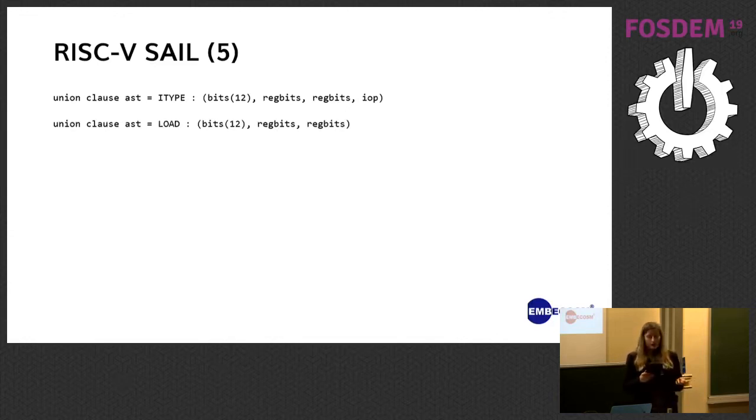Now we do the same thing for the load double instruction. Finally, we define the fall-through case for the decode function and end all our scattered definitions. Note that the clauses in a scattered function will be matched in the order they appear in the file.